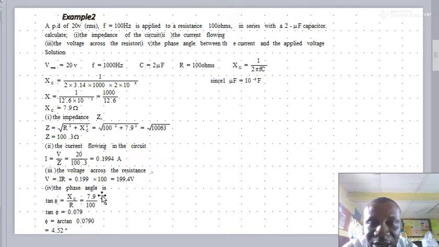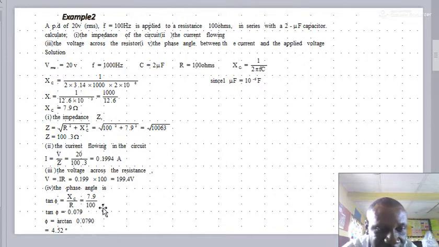So in this capacitive resistive circuit, the voltage actually does not lead the current. The current leads the voltage, or rather the voltage lags the current here. So this is the phase angle. The angle is about 4.52 degrees.